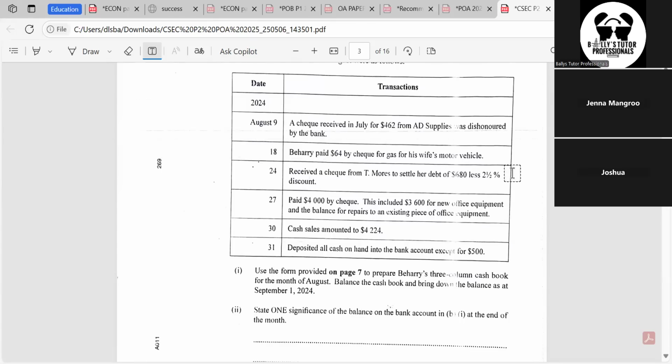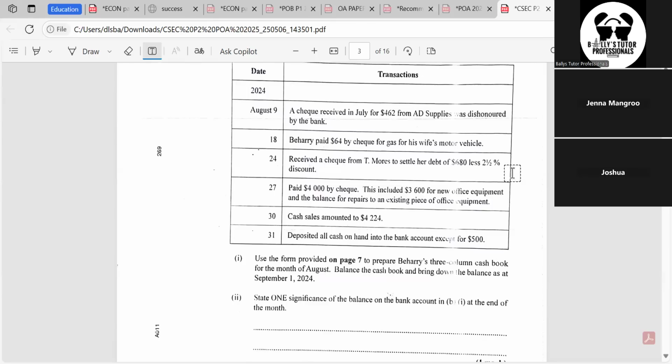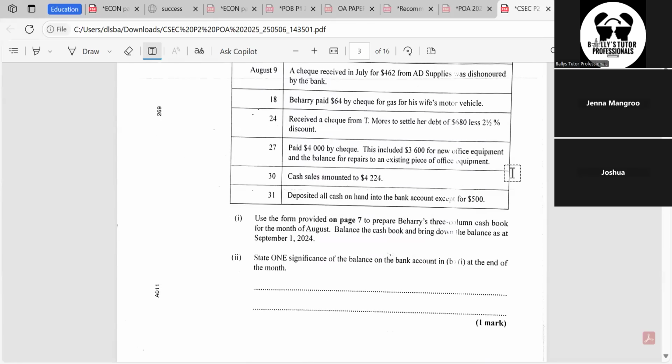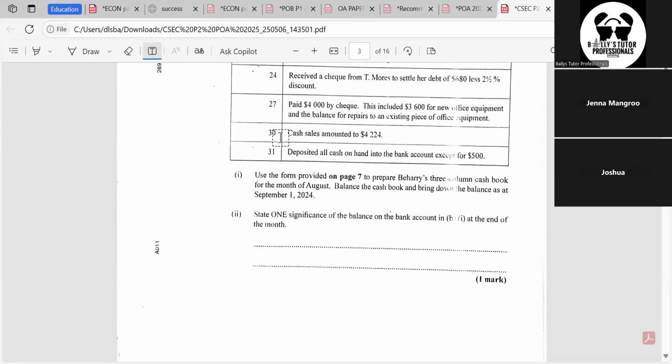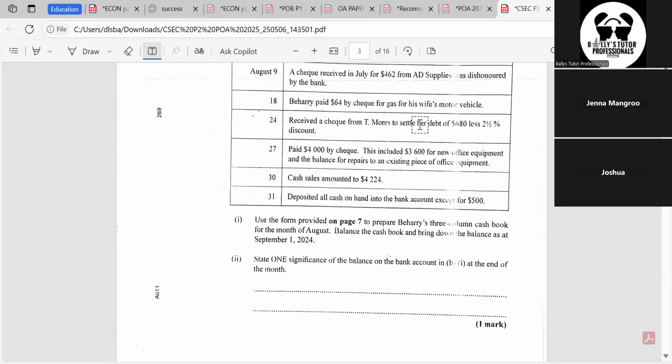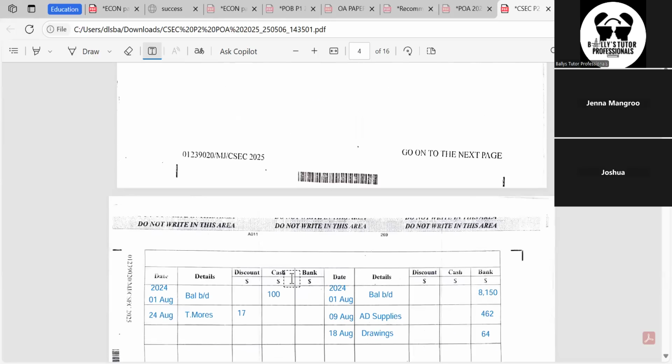So first thing we're gonna do is calculate the discount. 680 multiplied by 2.5% is 17. So that is how much we record under the discount column. And the amount we would receive will be the 680 minus that 17, so it'll be 663. And it was a check. So are we going on cash or bank? Bank, sir. Right.